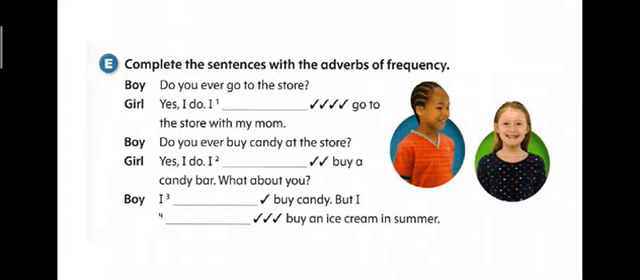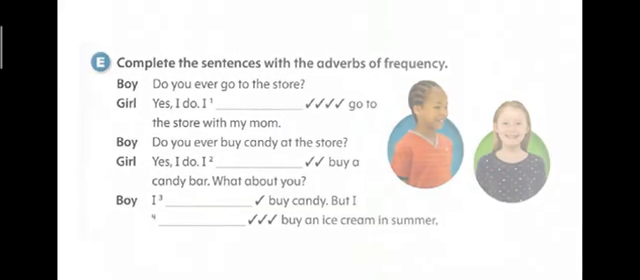But I buy an ice cream in summer. Three checks? That's usually. That means that he likes the ice cream. So, I usually buy an ice cream in summer. Thank you.